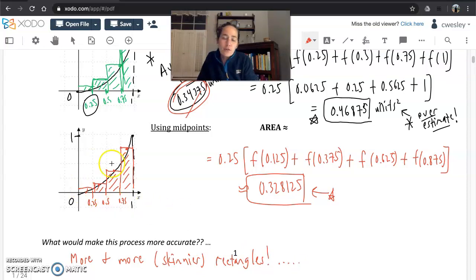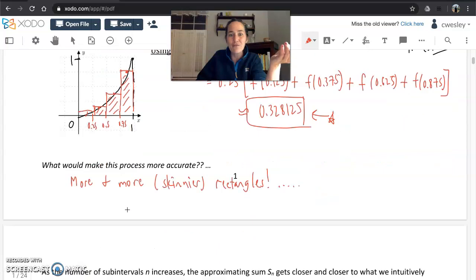I bet before I turn there, wouldn't this process be more accurate if instead of 4 rectangles, I used 8 rectangles and they were all skinnier, right? You're overcounting and undercounting a little bit less. What if I used 100 rectangles or 1,000,000 rectangles? Well, that makes me think that we've come full circle. I feel like in the very beginning of the year in calculus, we were talking about limits. As n gets bigger and bigger and bigger, go ahead and flip the page.